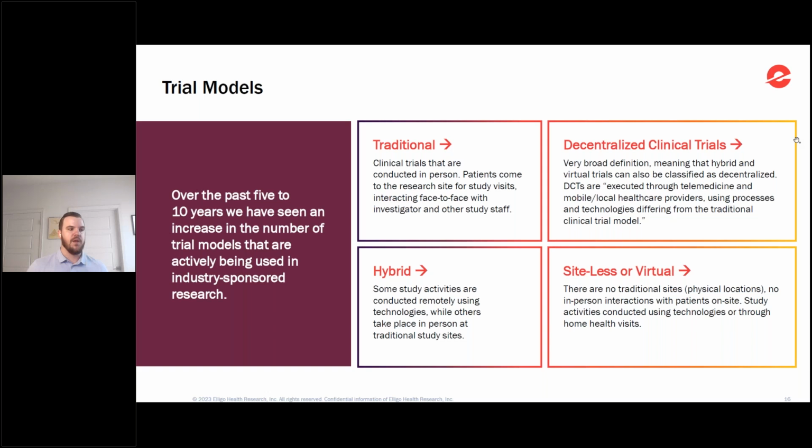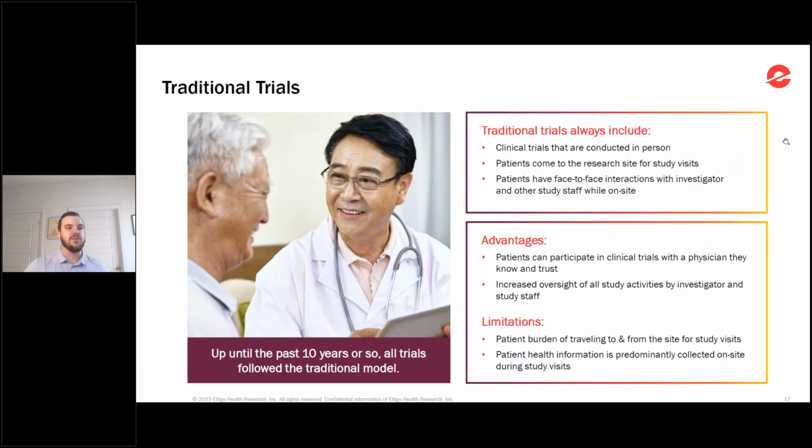So the first being hybrid models, right? Hybrid study models really mean that some study activities are being conducted remotely using technologies, while others may take place in person, just as they would during a traditional study. Siteless or virtual trials are exactly what they sound like, right? There are no traditional sites, so no physical locations. There's no in-person interaction with patients going on site. And study activities are largely, and generally solely, conducted through technology or home health visits. But again, that's just to provide an overview before we deep dive into some more information and talk about the advantages and limitations of these models.